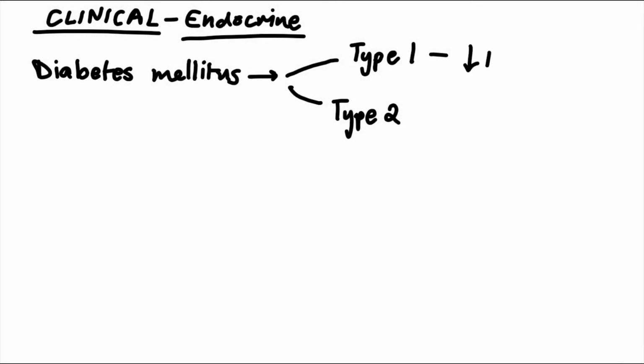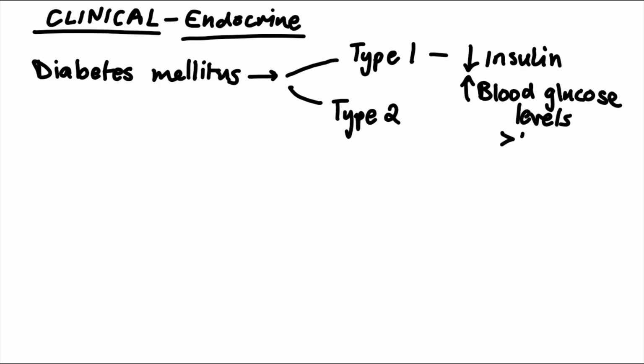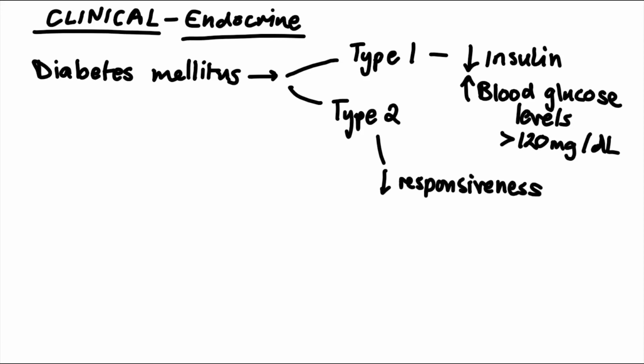There are two types. Type 1 diabetes is when the pancreas cannot produce enough insulin due to the body's own T cells attacking the pancreas. So basically, it's an autoimmune attack on the beta cells. Type 2 is a decrease in sensitivity and responsiveness of the insulin receptors, and this is the type of diabetes that occurs later in life.